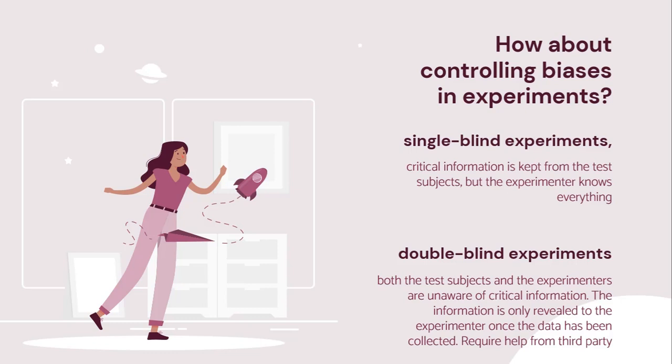So, that is a single blind experiment. Next, double blind. Neither the test subjects nor the experimenter know. This is because there can be bias too, in the way they treat the people, in their interviews or observations, since the experimenter would know who got the placebo and who got the treatment. So to avoid bias, there is the double blind experiment. This is very tricky too, and it needs a third party. The information is only revealed to the experimenter once the data has been collected. Okay.